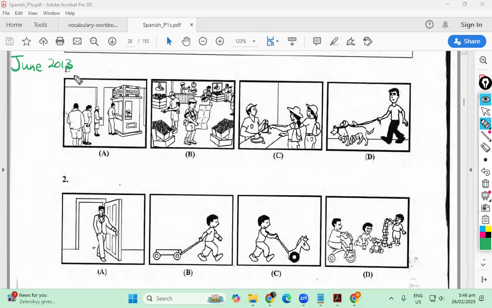What do you think the answer is? And if you're not sure of the answer, what do you feel you could rule out?